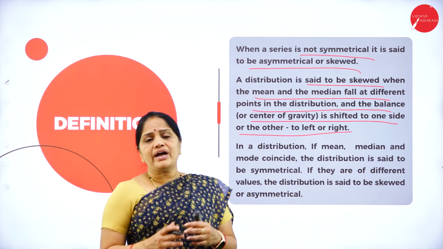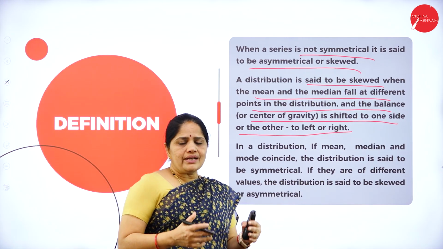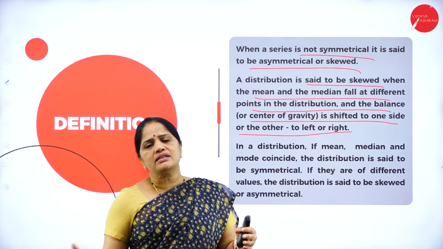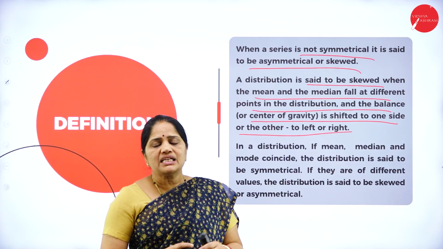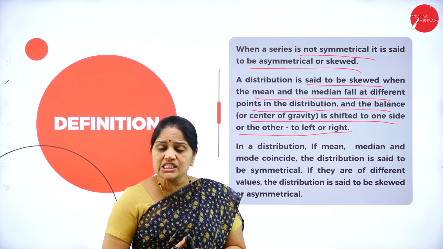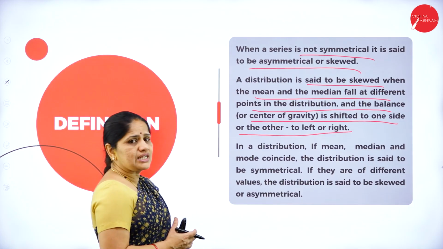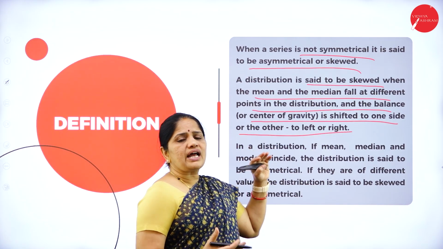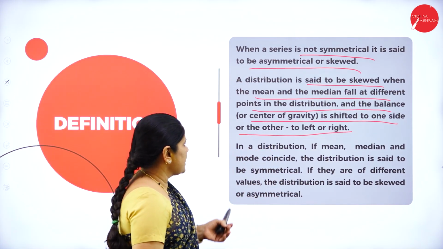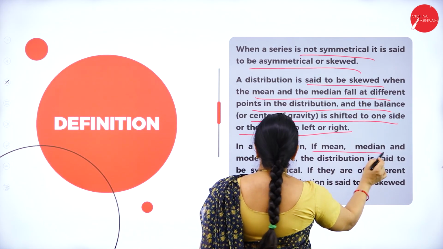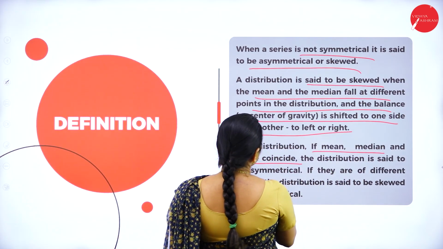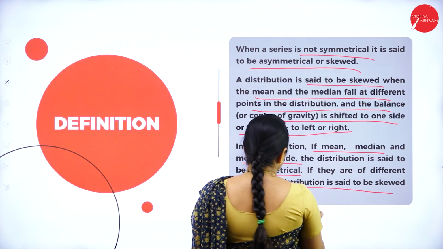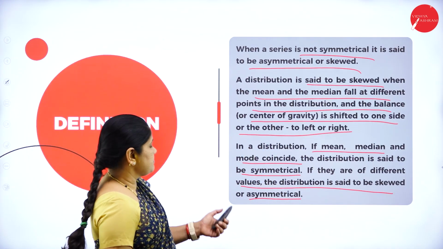But if you find a distribution or a table where the mean, median and mode vary in value, suppose the mean is 36, the median is 40, and the mode is 50, then such data we call skewed data or asymmetrical data. In such data, the center of gravity will fall to one side. In a distribution, if mean, median and mode coincide, the distribution is said to be symmetrical. If they are of different values, the distribution is said to be skewed or asymmetrical.